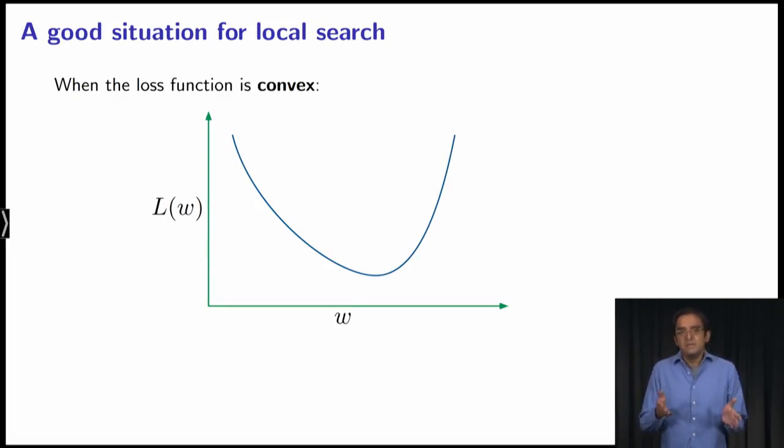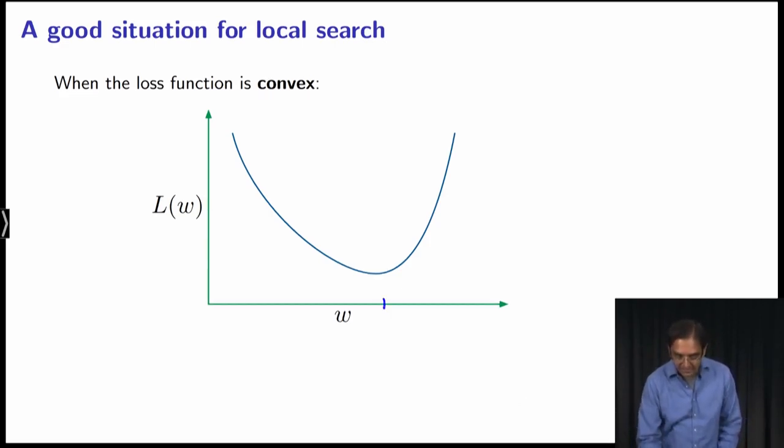But for the time being, the way you can think of it is that the loss function looks like a bowl, and we just want to get to the bottom of the bowl. There's only one local optimum, and that's also the global optimum. As a result, functions like this are pretty easy to minimize.